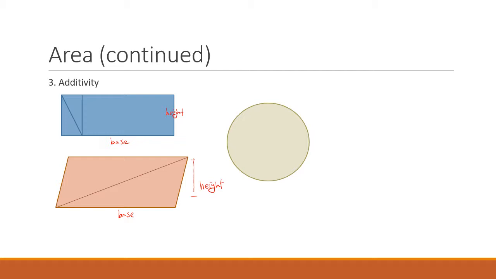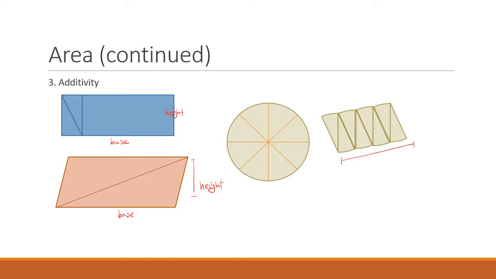Finally, this is something that we're going to talk about later on: if you start with a circle, we can divide it into pieces and reassemble it in a way that resembles a parallelogram. Well, if you do that, the base will be half of the circumference, approximately, and the height is also approximately the radius. And from that, we were able to figure out the area for a circle should be pi r squared.